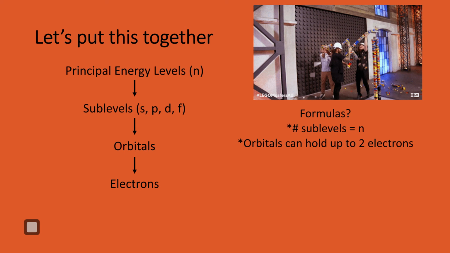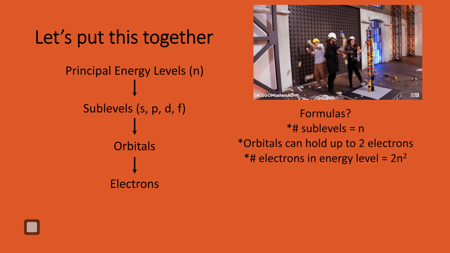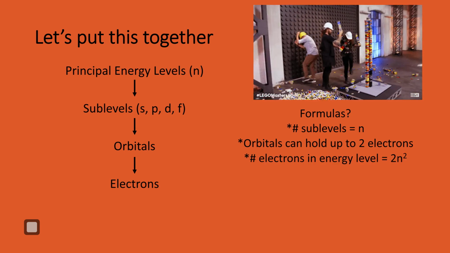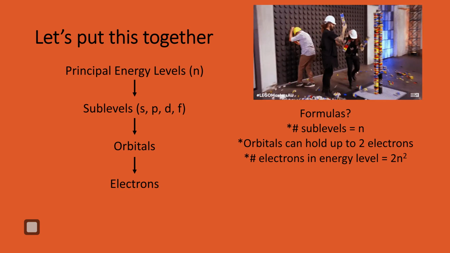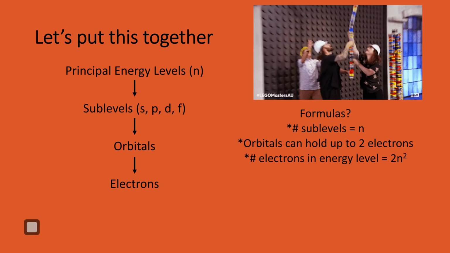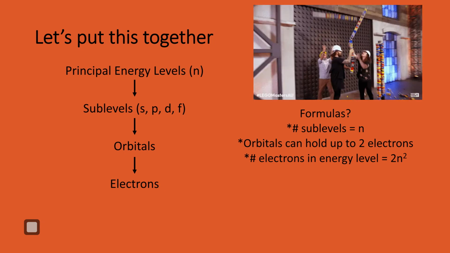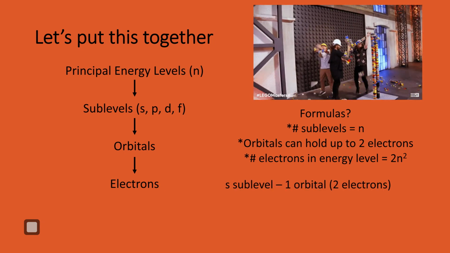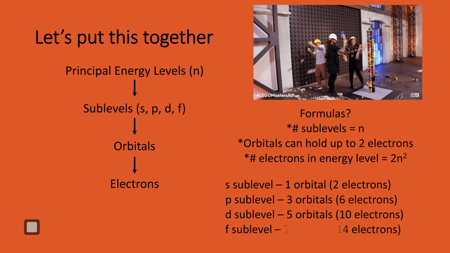Okay? Orbitals can hold up to 2 electrons. So therefore, I can figure out the number of electrons in an energy level by using the formula 2n squared, where I square n first, the principal energy level, and then I multiply it by 2, and that'll give me the number of electrons. Okay? So I already wrote this on the last page.